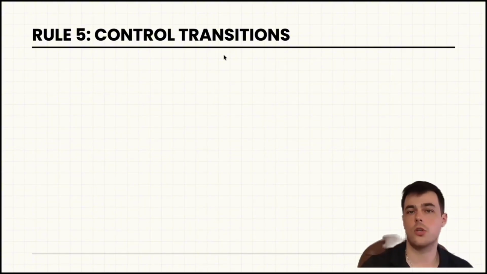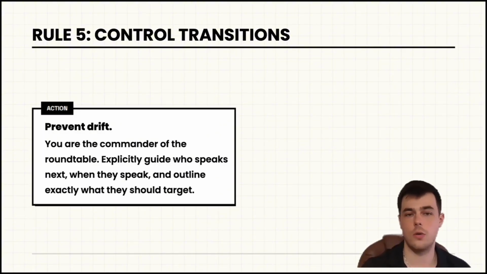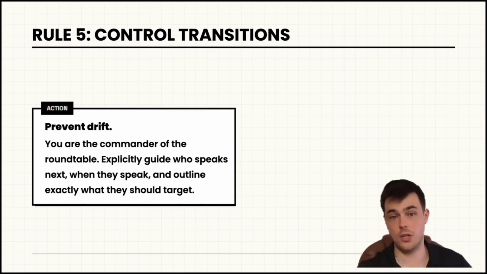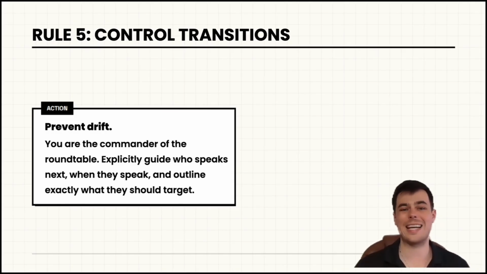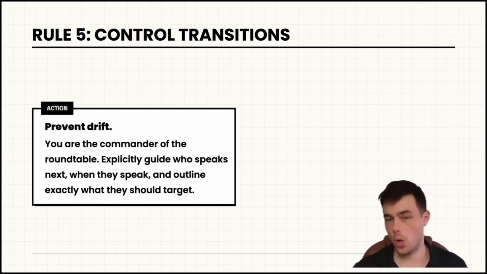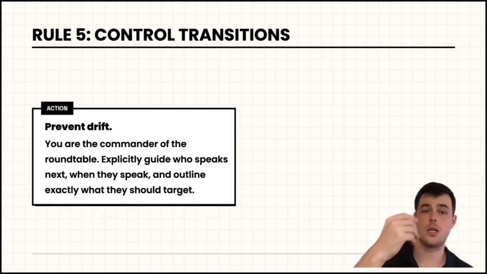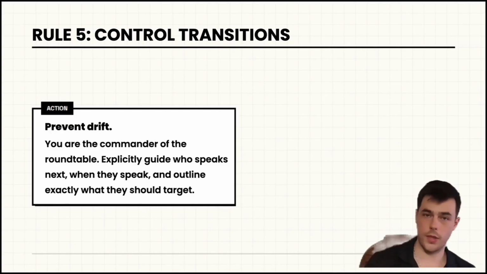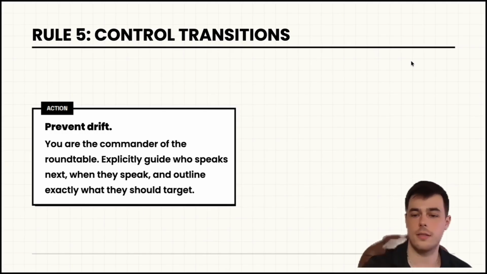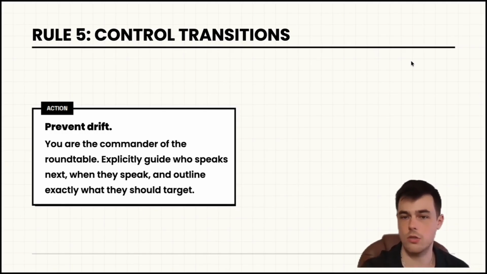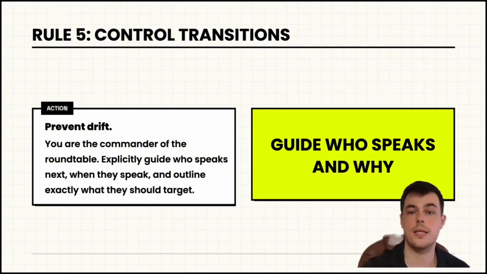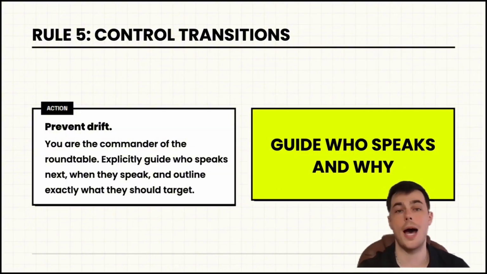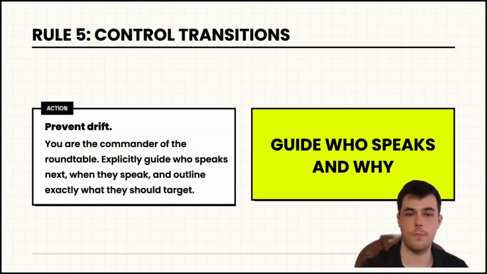Rule 5, control transitions. So prevent drift. You are the commander of the round table. Explicitly guide who speaks next, when they speak, and outline exactly what they should target. So when you bring someone in, you really want to be clear what you want them to add to the table. Be the leader, prevent drift. Guide who speaks and why. This is what a powerful moderator does.